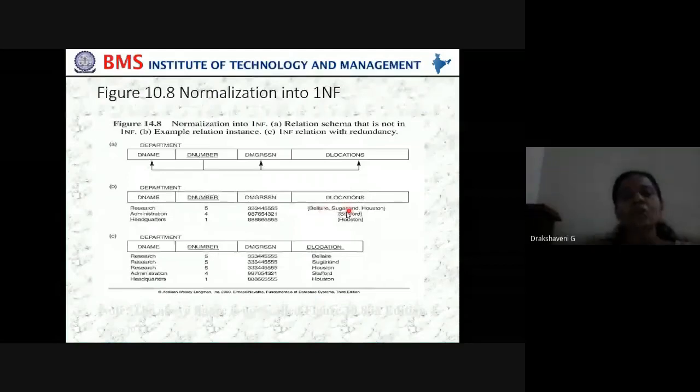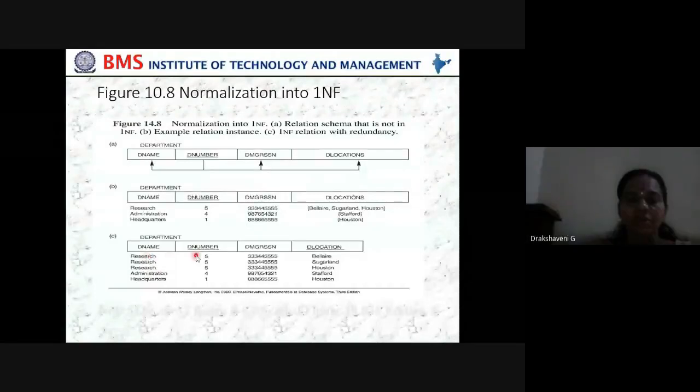Now what are these three things? This is called a composite attribute. What did we say? The research department is having a multi-valued attribute. Many are there. Multi means many.